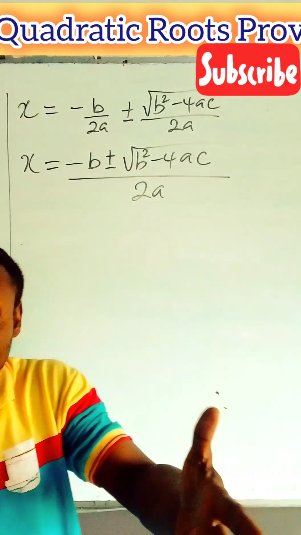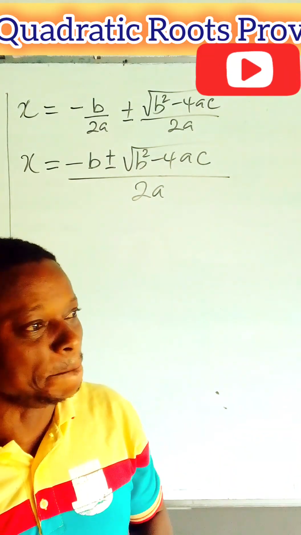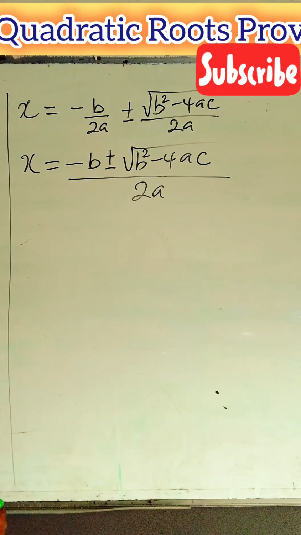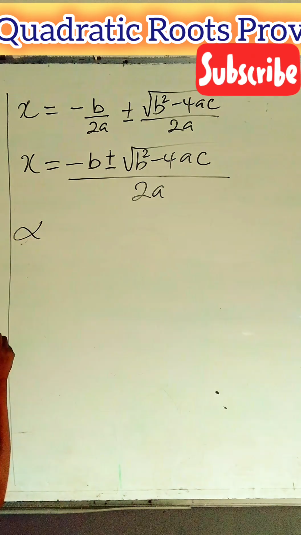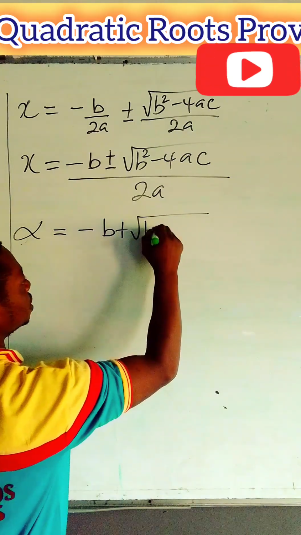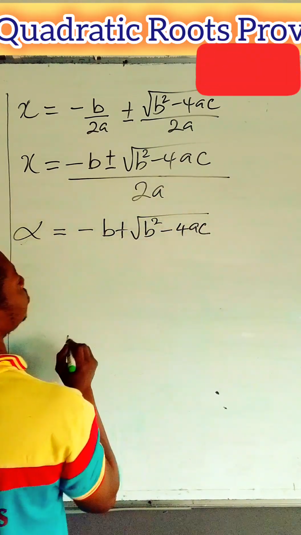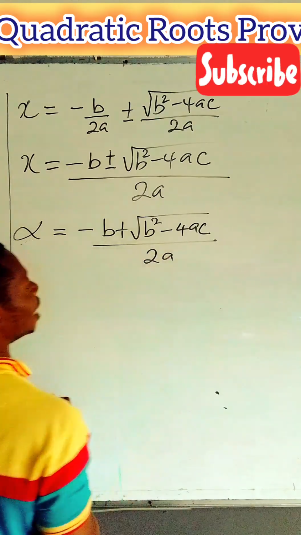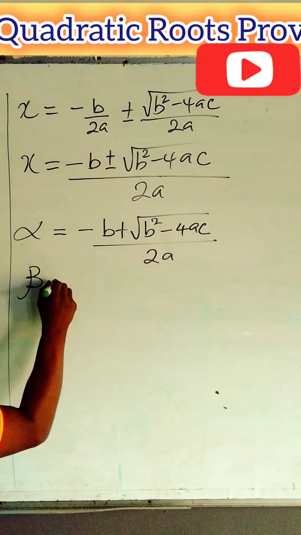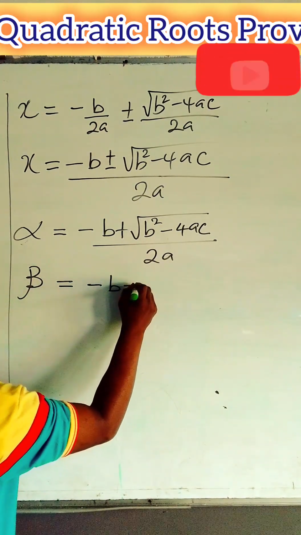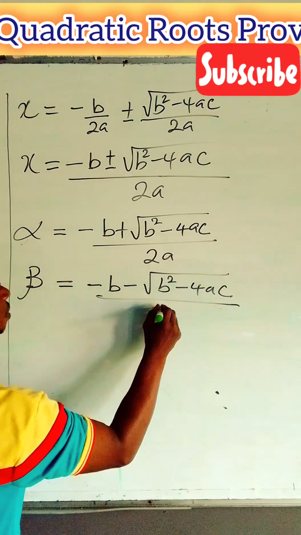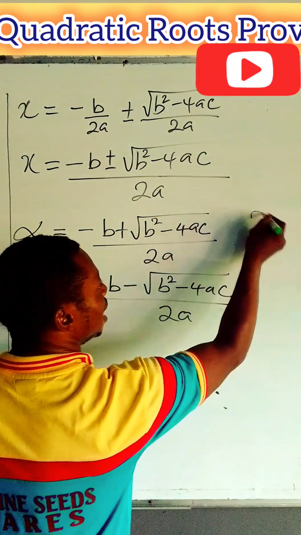The first root, we call alpha. We call the second root beta. Alpha and beta are the roots of quadratic equation. So alpha, which is the first root, will be given as minus b plus root of b squared minus 4ac all over 2a. Then the beta, which is the second root of the quadratic equation, will be written as beta equals minus b minus root of b squared minus 4ac all over 2a. So we can see that the roots are in two forms.